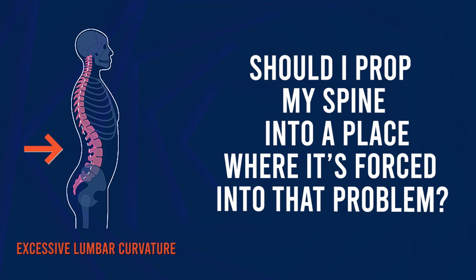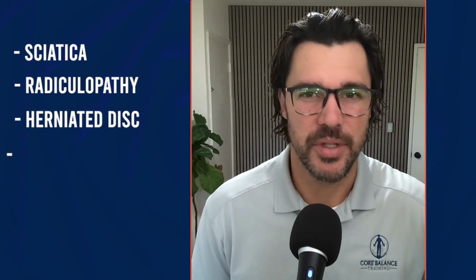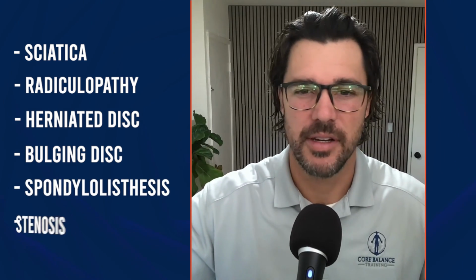If I'm suffering from excessive lumbar curvature, should I prop my spine into a place where it is forced into that problem? So let's talk about that. Let's talk about how muscular imbalances can cause back pain. They can lead to all of these different symptoms and diagnoses that we see here, like sciatica, radiculopathy, herniated disc, bulging disc, spondylolisthesis, stenosis. How does something like muscles being out of balance with each other actually lead to this? And so that's what I want to show.